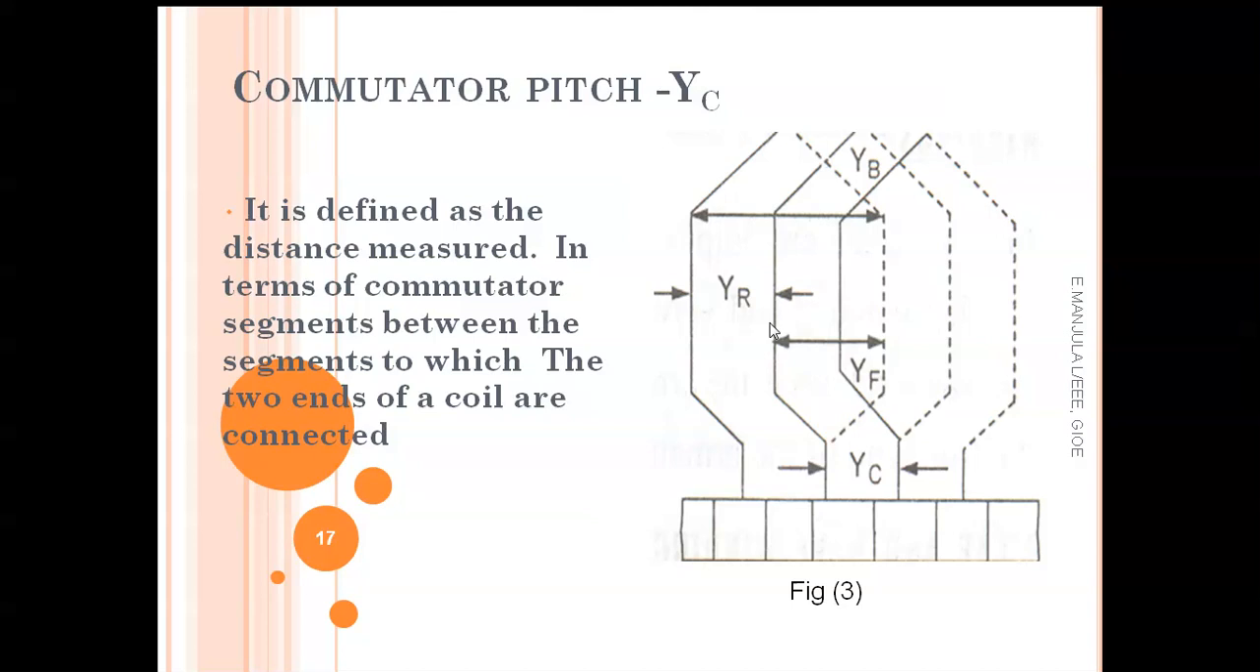What is commutator pitch? It is defined as the distance measured in terms of commutator segments between the segments to which the two ends of a coil are connected. Here, this is one end of the coil and the second end of the same coil is connected to the other segment. The distance between the starting of the coil and the end of the coil, between these two segments, is called the commutator pitch.